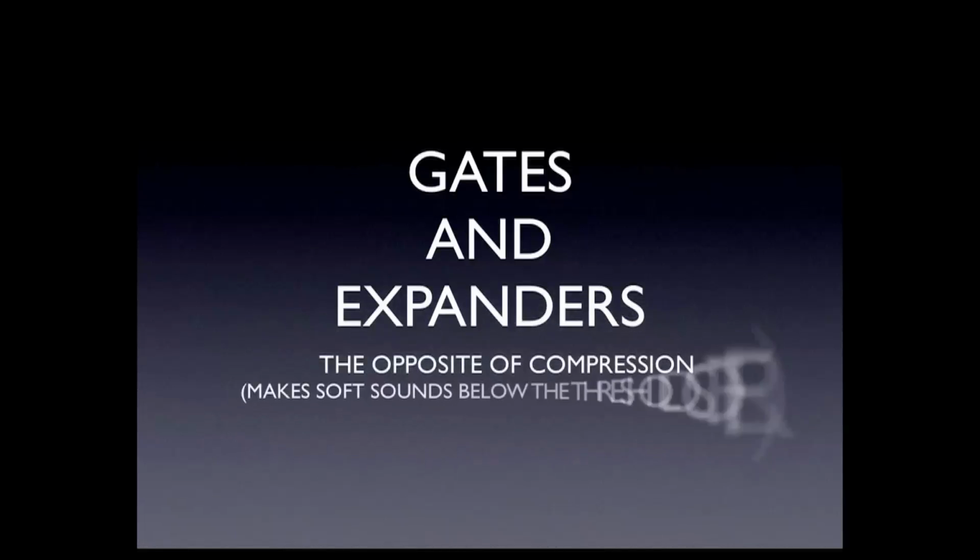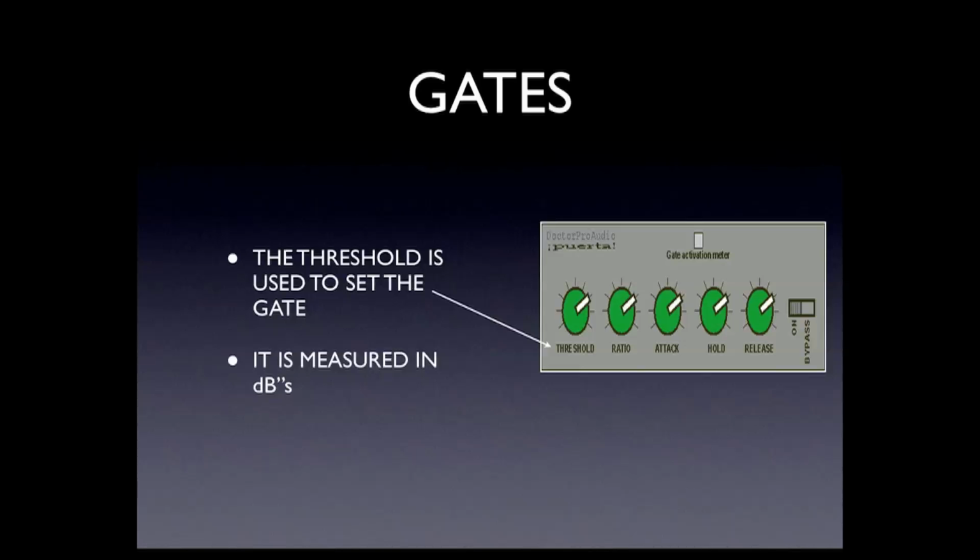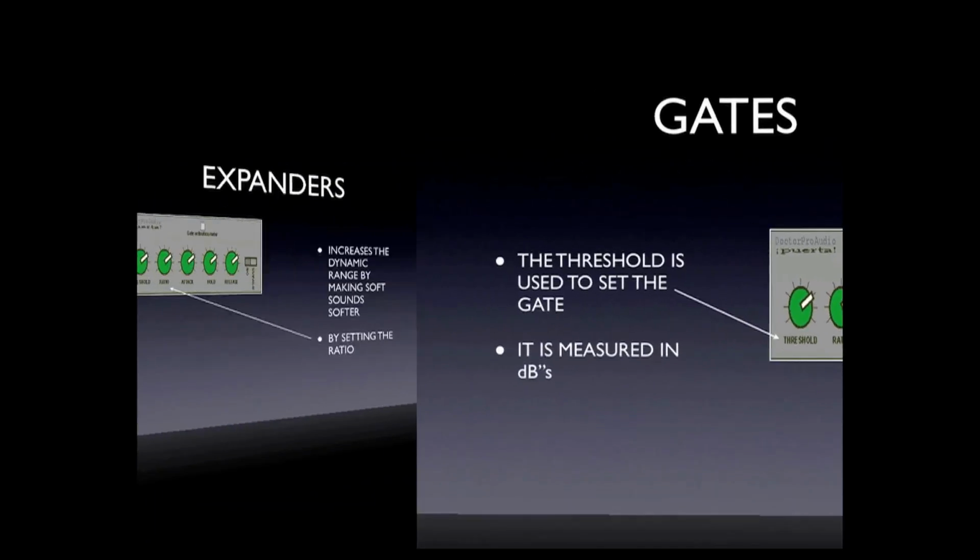Gates and expanders, the opposite of compression, make soft sounds below the threshold softer. A noise gate, or gate in its most simple form, allows a signal to pass through only when it is above a set threshold. In a hardware or software plug-in, gates are controlled by the threshold, and it's measured in dB.